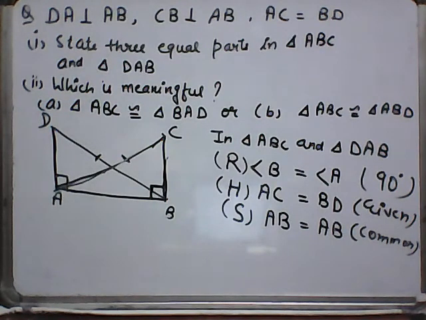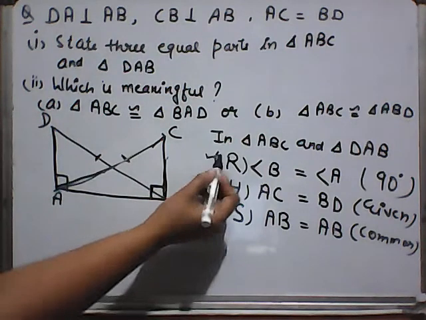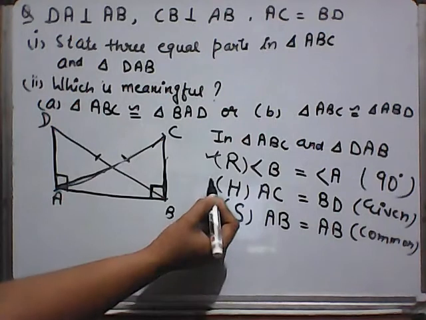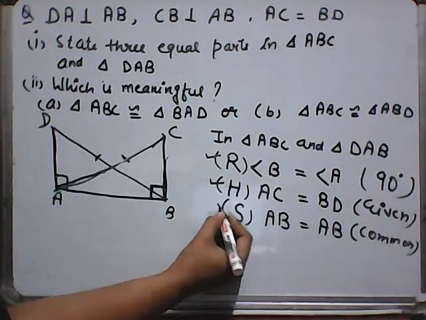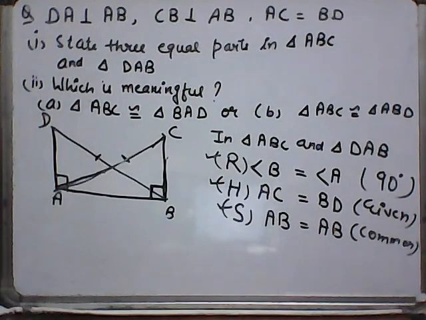Now three conditions are satisfied. Both these two triangles are right angle triangles. Hypotenuse of one triangle is equal to the hypotenuse of another triangle. One side of one triangle is equal to the side of another triangle. So, next part, which is meaningful. This is important. Triangle ABC is congruent to triangle BAD, or triangle ABC is congruent to triangle ABD.